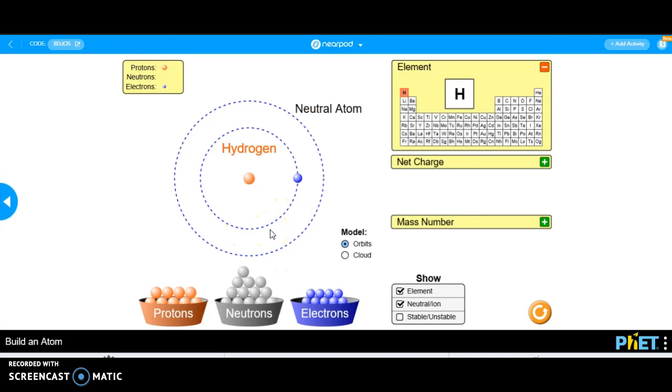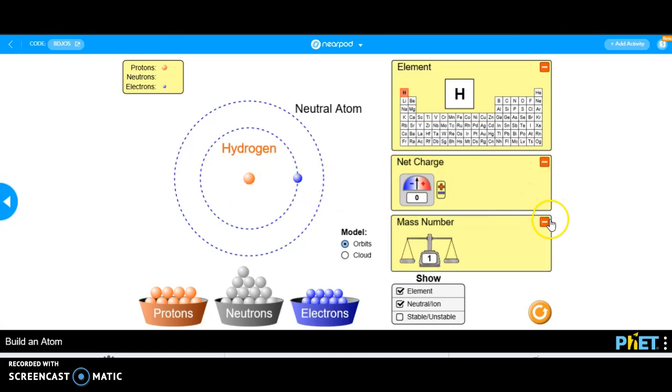Now, we know that there's 1 proton, which again is the atomic number, and since there's 1 proton, we know the mass is 1. So we go 1 minus 1 is 0, so that means we have no neutrons. And again, we can look here. There's no net charge because we have a proton and an electron to balance out the atom, and the mass number is 1.